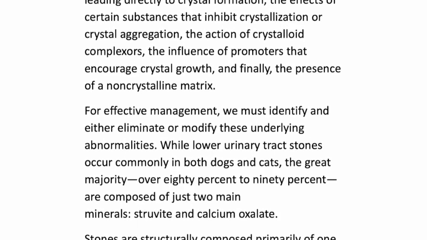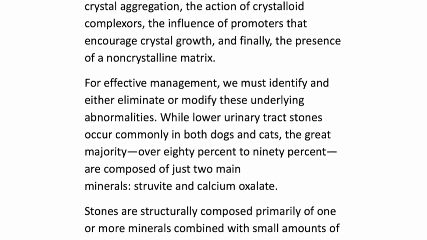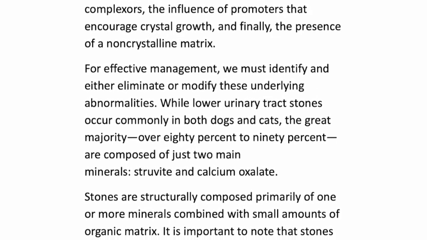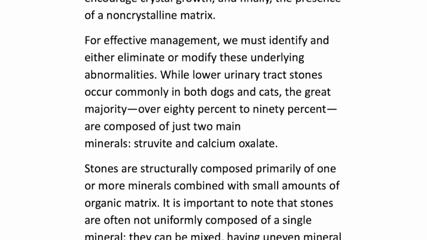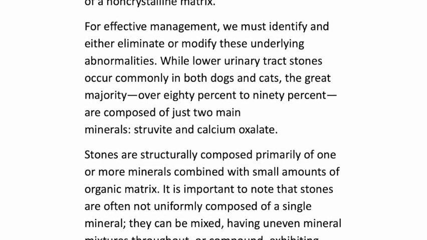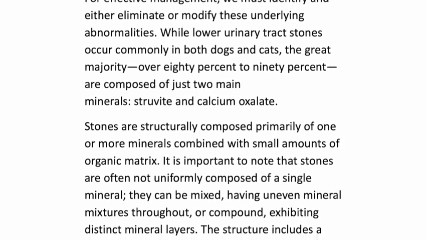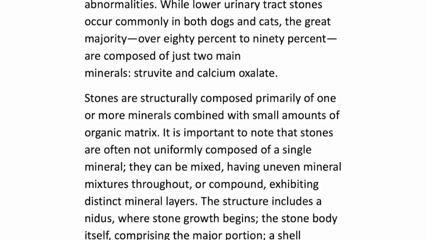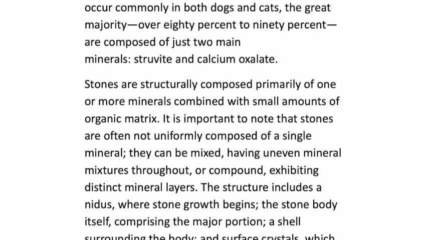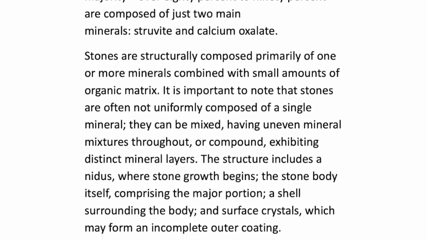While lower urinary tract stones occur commonly in both dogs and cats, the great majority, over 80% to 90%, are composed of just two main minerals, struvite and calcium oxalate. Stones are structurally composed primarily of one or more minerals combined with small amounts of organic matrix. It is important to note that stones are often not uniformly composed of a single mineral. They can be mixed, having uneven mineral mixtures throughout, or compound, exhibiting distinct mineral layers.